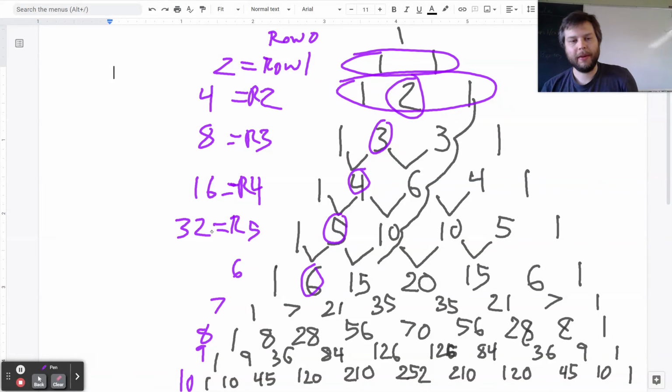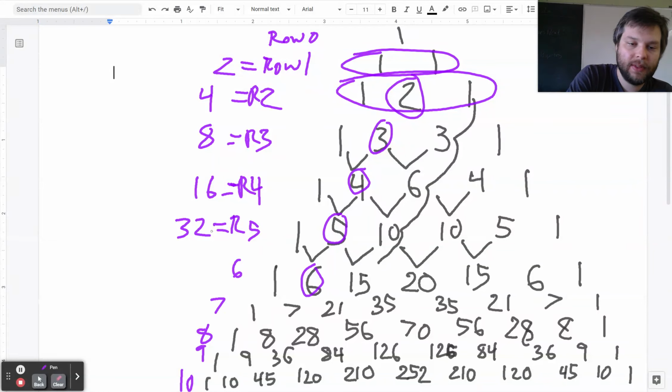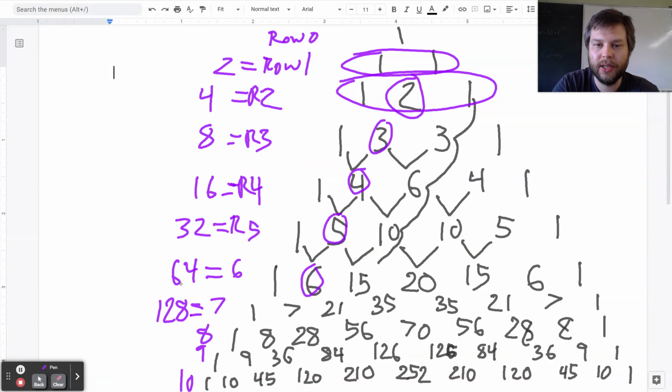I hope you notice a pattern here. The value of the row, when you add it all up, is doubling. And so now I can actually even say row 6, I know it's going to be 64 because that's going to fit with the pattern. Row 7 is going to double to be 128.